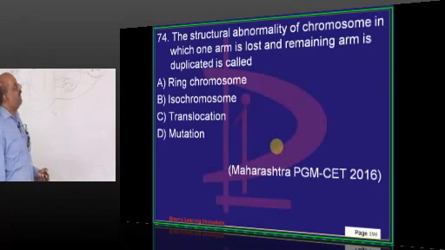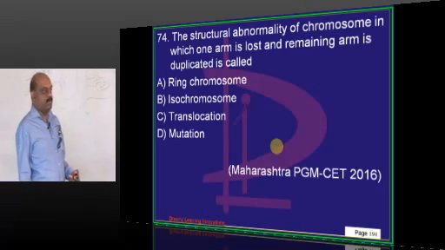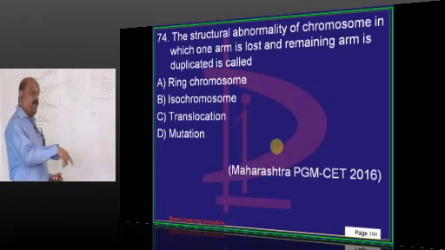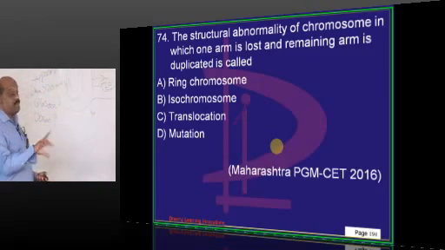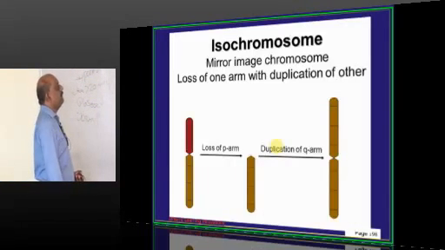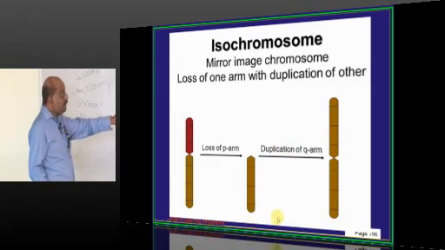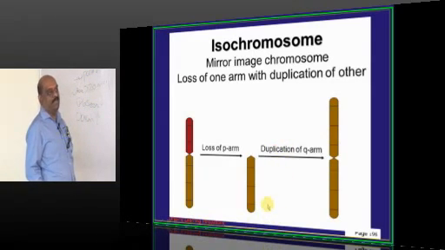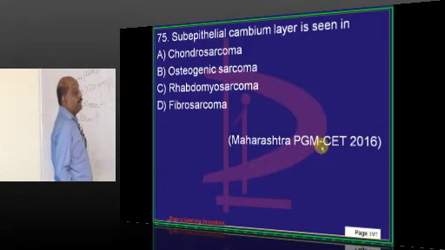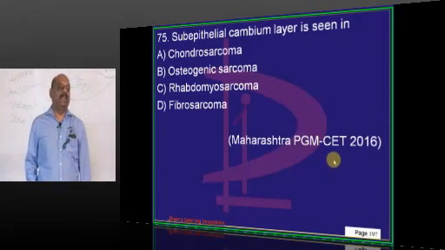Then what is the structural abnormality of the chromosome where one arm is lost and the remaining arm is duplicated? What do you call it as? You call it as isochromosome. So there is a loss of P arm and there is a duplication of Q arm is what needs to be remembered. Subepithelial cambium layer.